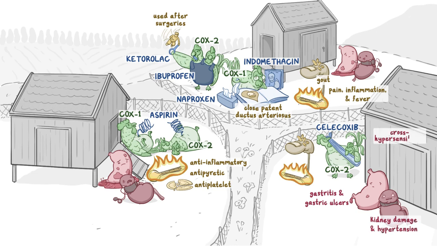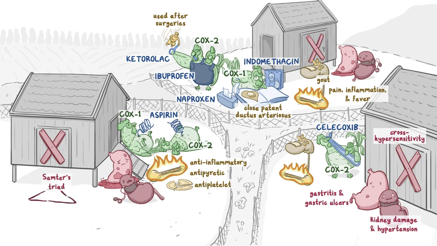For cross-hypersensitivity, let's put X-shaped boards in front of the door of each coop. On the ground, by the door of the aspirin coop, there's a triangle for Samter's triad. One point is next to the hypersensitivity cross, the next point has an asthma inhaler, and the last point has a big nose with a polyp growing out of its nostril. Finally, let's go on top of the aspirin coop for some of its specific side effects.